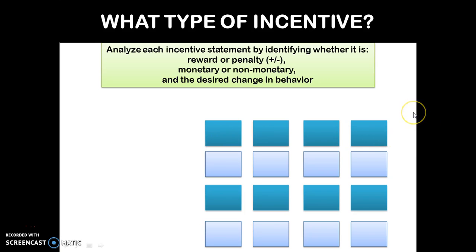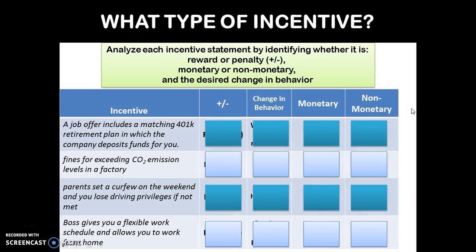We looked at a few more examples. We analyzed if it's a reward or penalty, monetary or non-monetary, and the desired change in behavior. So I encourage you to take a look at these, pause the video, go through them, and then I will go over the answers right now.